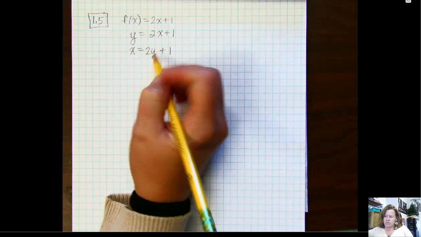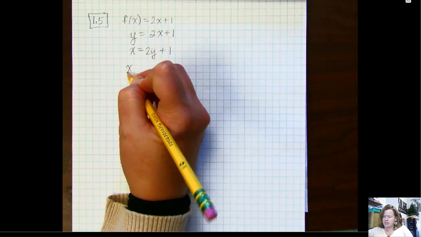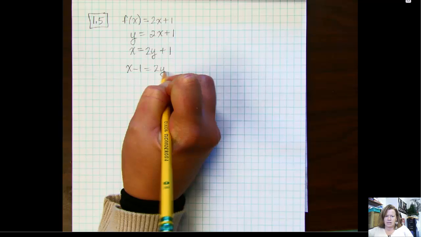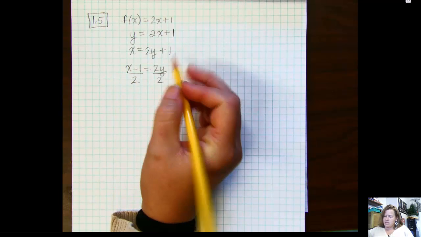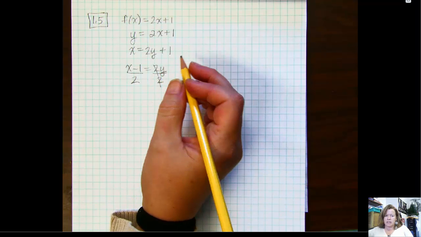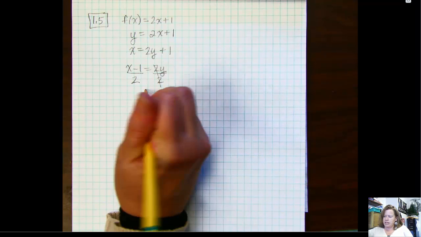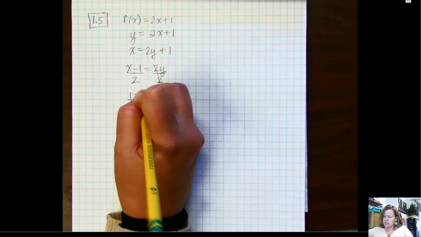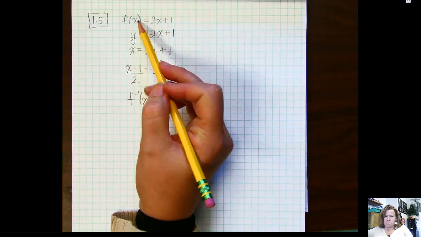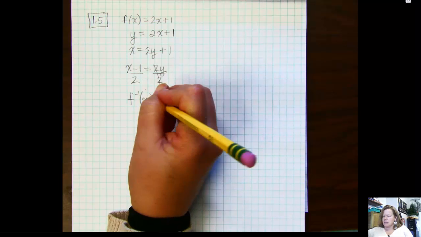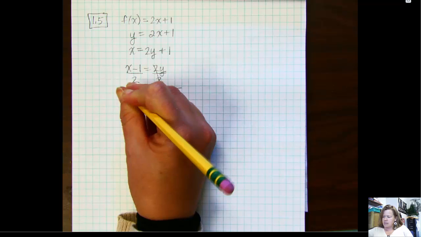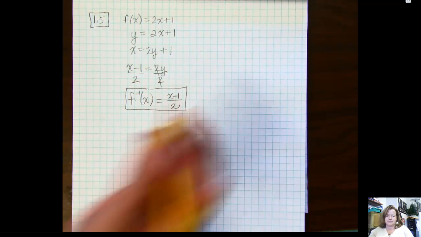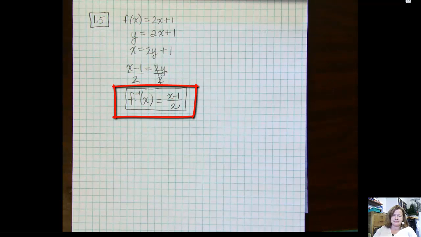We're going to get y alone. So subtract 1 from both sides, and then divide by 2. So y is x minus 1 over 2, but the last step is to use inverse notation. So this is the function f. Its inverse is x minus 1 over 2. And really, that's it. So let's look at a couple more.